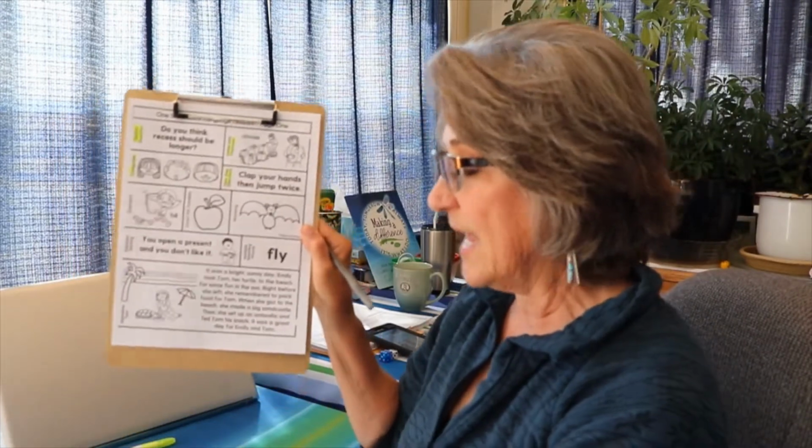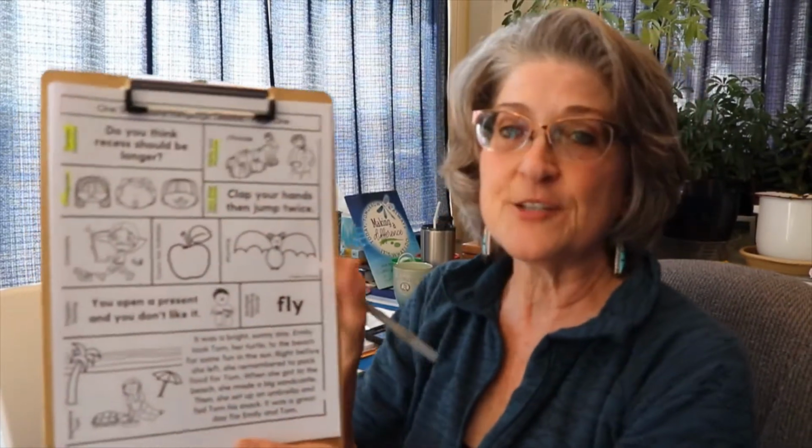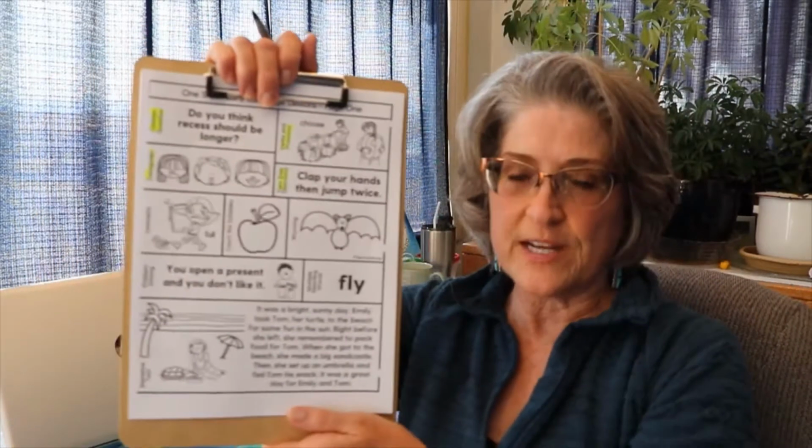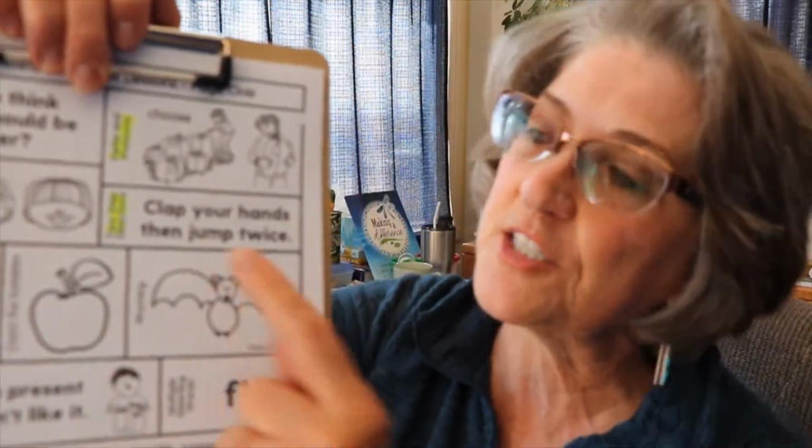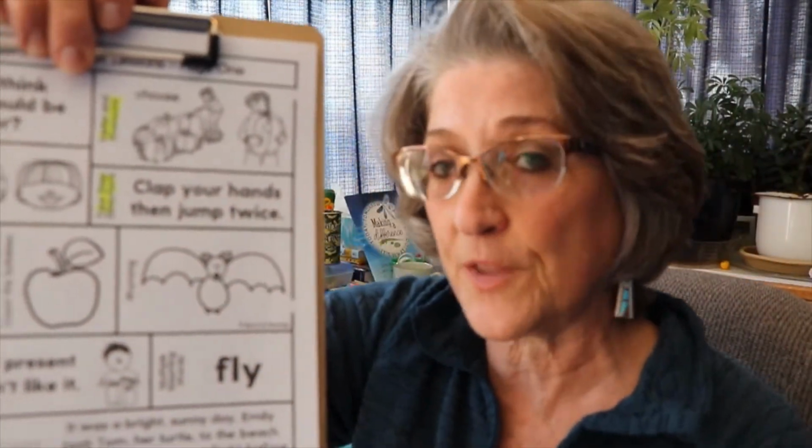So now we have a box. Clap your hands, then jump twice. This is the box for 2-step directions. And your child, really, they usually enjoy following 2-step directions. And you'll notice it's called 2-step directions because there are 2 specific things for them to do.